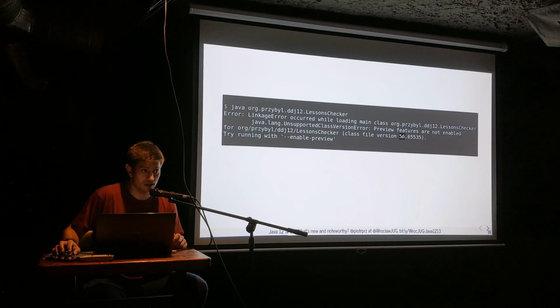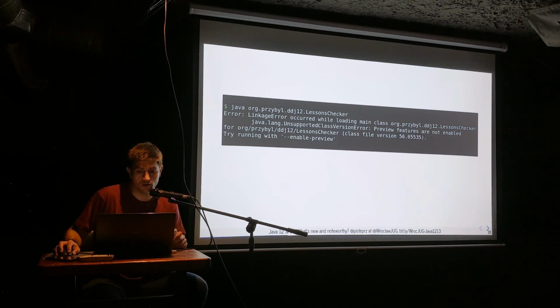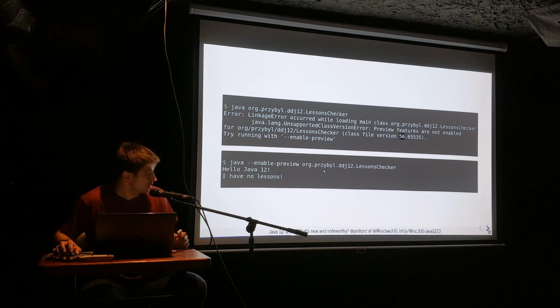And if this class file has preview features inside, then there's also .65535 set. It's just a fixed number, basically. But when you see something like this as a version of a class file, it means that this is a class file which was compiled from Java 12 and it uses preview features. So for Java 13, this is 57.65535 and so on. And this is the way to run it.